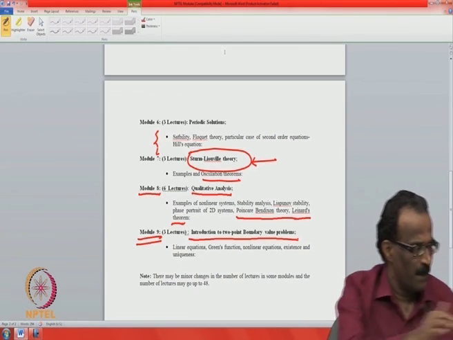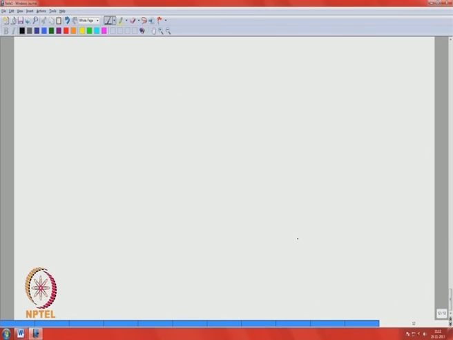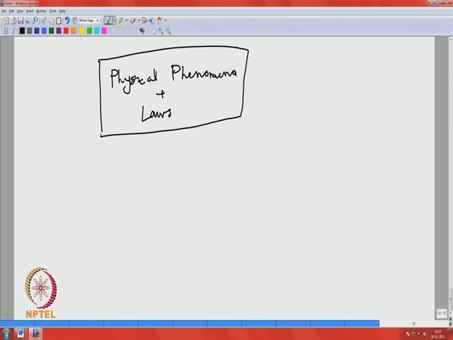So, let me complete this thing. I have just 3 to 4 minutes. Let me conclude the entire thing by drawing a schematic diagram. So, you basically have the physical phenomena, and you have the physical laws here, and that is what you started with; the whole of science is that, right, physical phenomena and physical science.